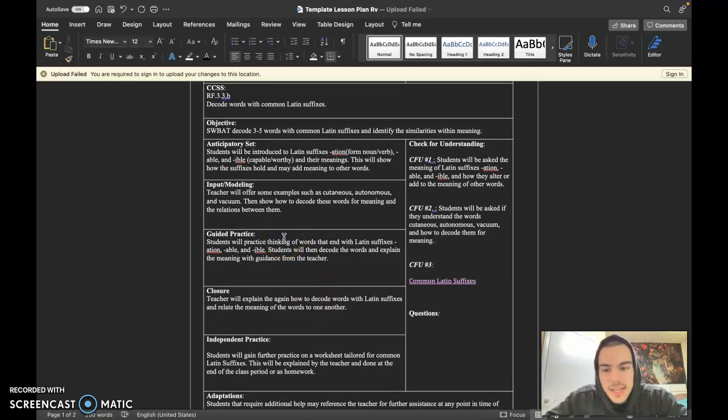Next, we'll move into guided practice. Students will practice thinking of words that end with Latin suffixes, such as ation, able, and ible. Students will then decode the words and explain the meaning with guidance from the teacher. So this can be done as a little activity almost. Students will again be called on.